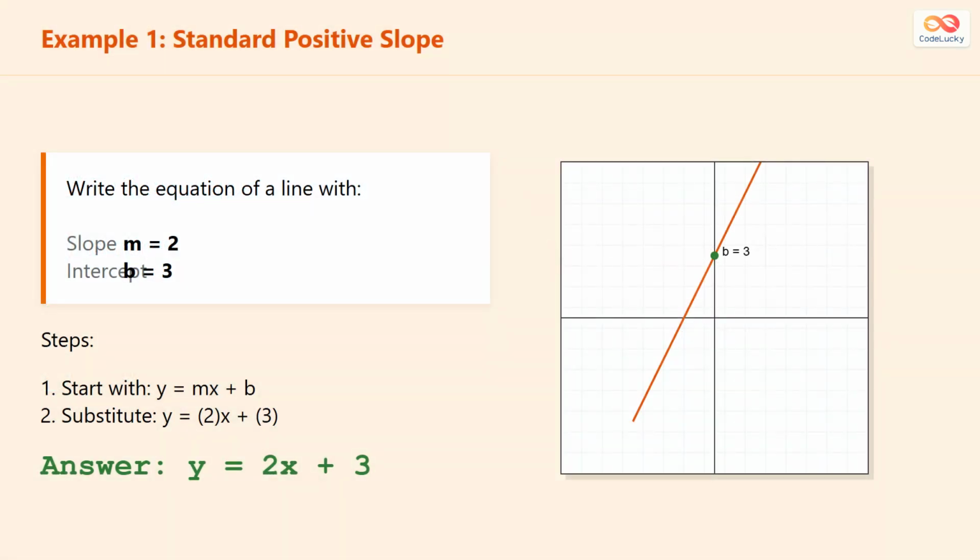Let's try our first example. Suppose we are told that the slope m is 2 and the y-intercept b is 3. We start with our formula y = mx + b. We replace m with 2 and b with 3. Our final equation is y = 2x + 3.